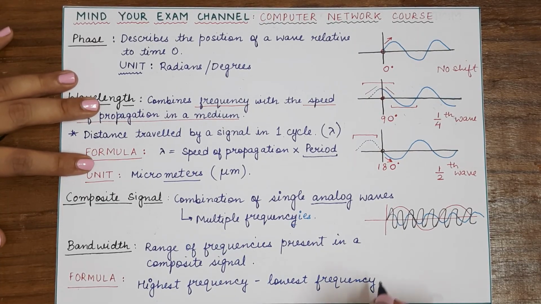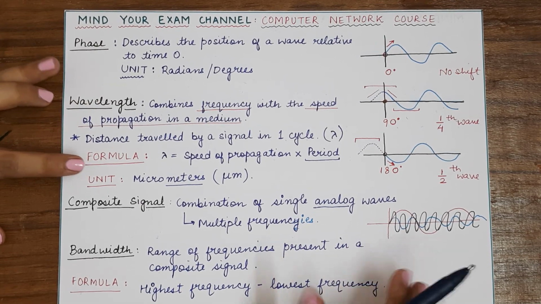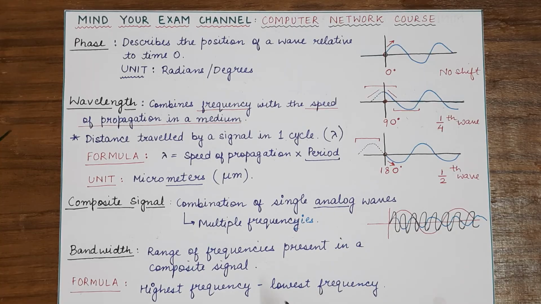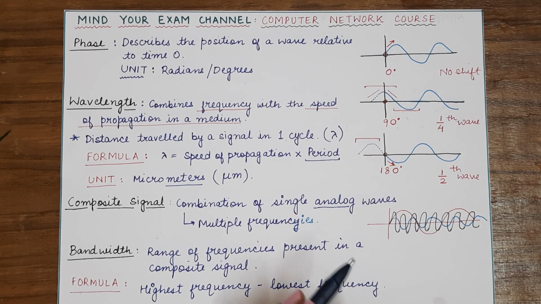So bandwidth basically defines what is the range of signals that is being transmitted in the composite signal, or bandwidth is also used when you are defining the bandwidth of a medium, so as to know what range of frequencies can be transmitted through a particular medium that has a particular bandwidth.